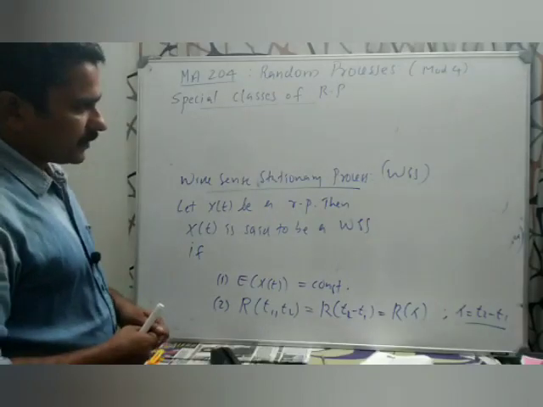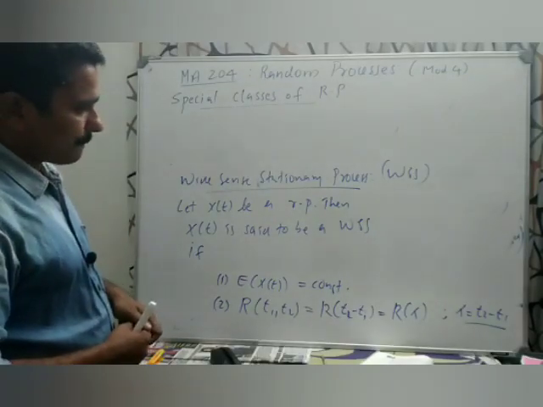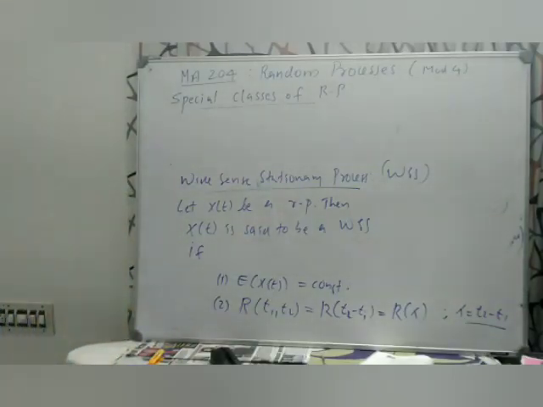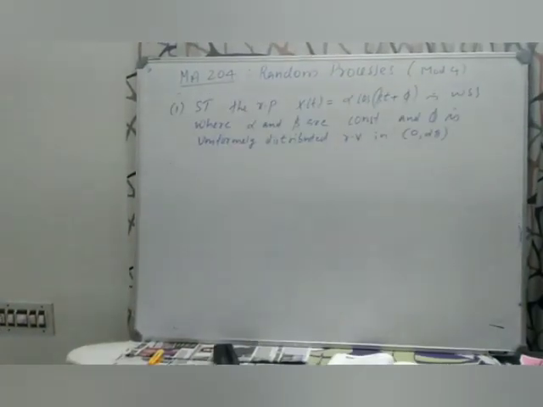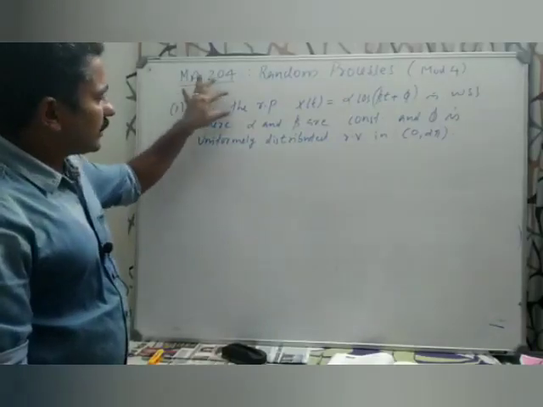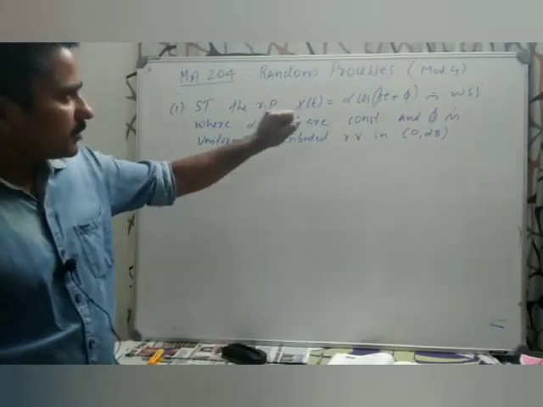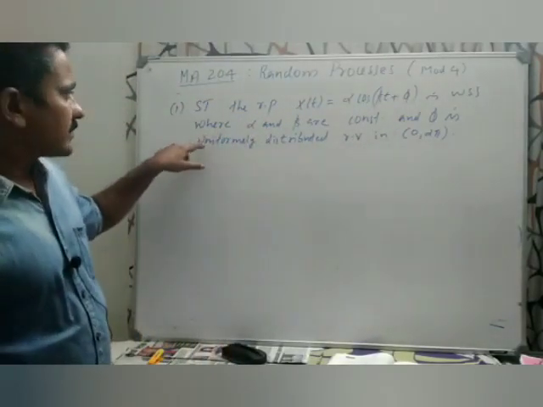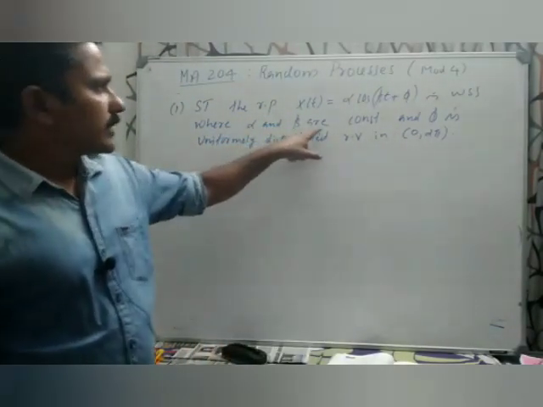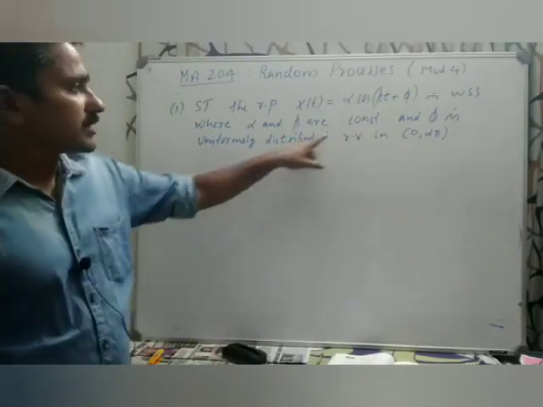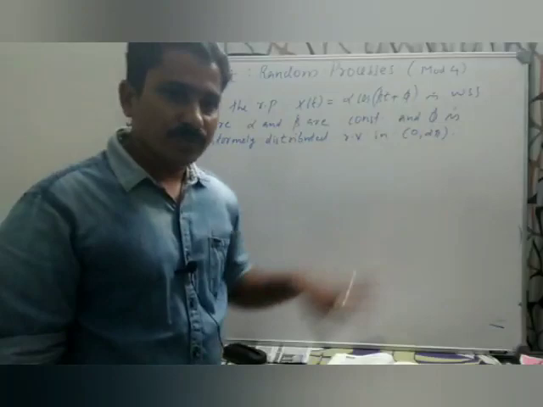This is the first problem. Show that the random process x of t is equal to alpha cos of beta t plus phi is wide sense stationary, where alpha and beta are constants and phi is a uniformly distributed random variable in 0 to 2 pi.